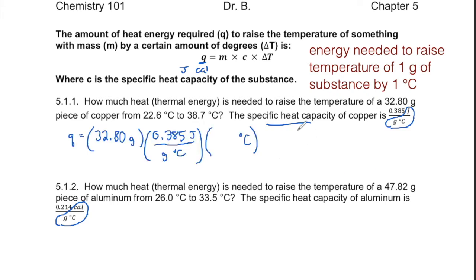So let's go ahead and try this first problem. To figure out the heat that's being transferred, we need the mass, the specific heat capacity, and the change in temperature. The delta T is the change in temperature.